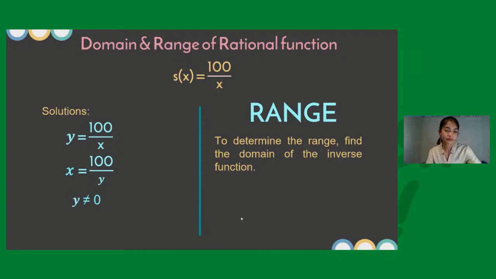So here, since the inverse of y is equal to 100 over x is equal to 100 over y, then our range should not be equal to 0. Since if y is equal to 0, this function will be undefined. So to write that in set builder notation, we will have y, or all values of y, element of the real number system such that y is not equal to 0. So that is our range.